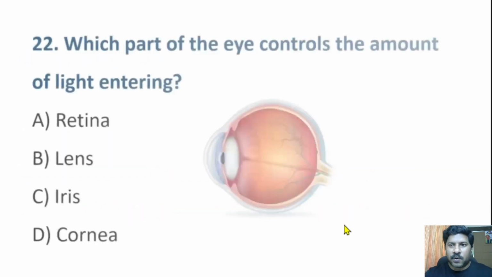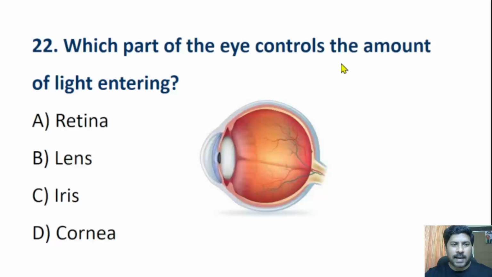22nd question, which part of the eye controls the amount of light entering? Retina, lens, iris, cornea. While explaining the first question, I have explained about the anatomy and important structures that control the light entering into the eyes. So here the correct answer is iris.